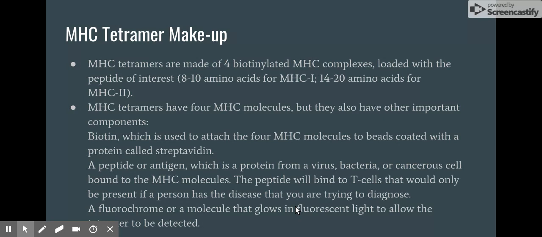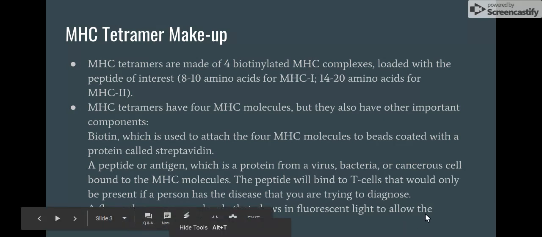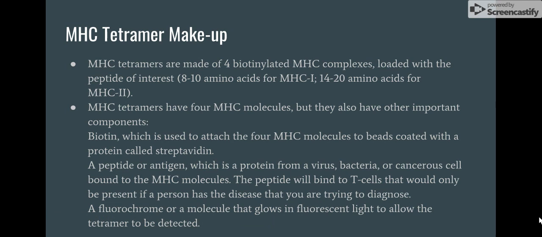A fluorochrome, or a molecule that glows in fluorescent light, to allow the tetramer to be detected. So at the heart of a tetramer is a fluorescently labeled streptavidin molecule, which can bind four biotin molecules. MHC tetramers are made of four biotinylated MHC complexes.